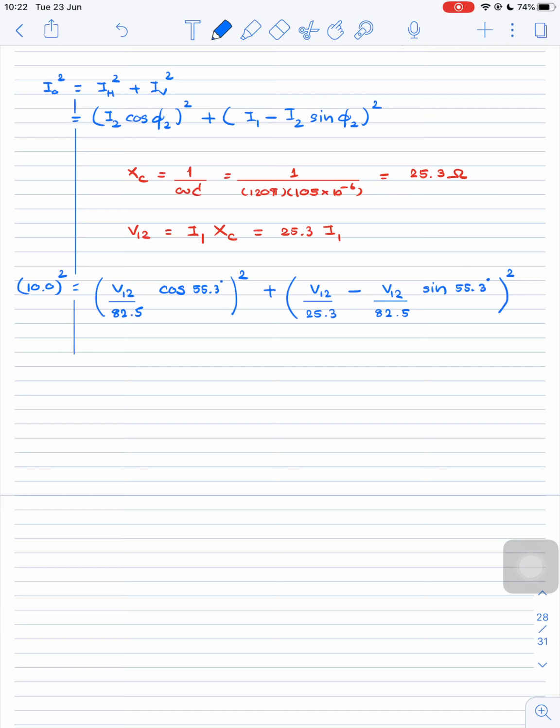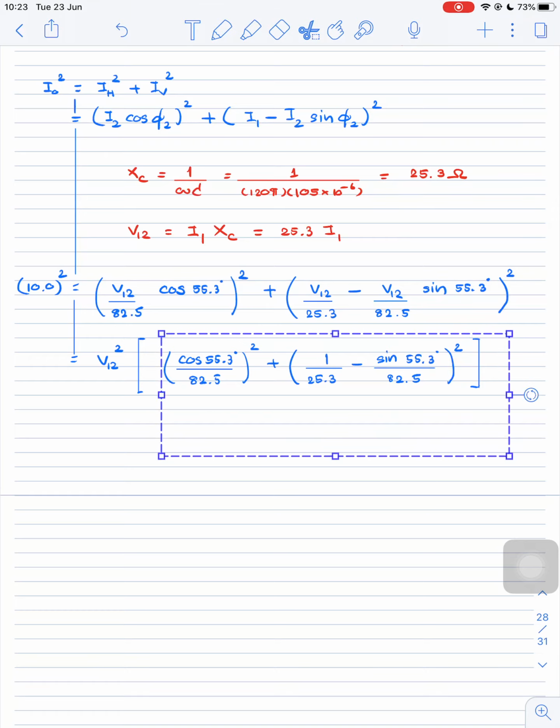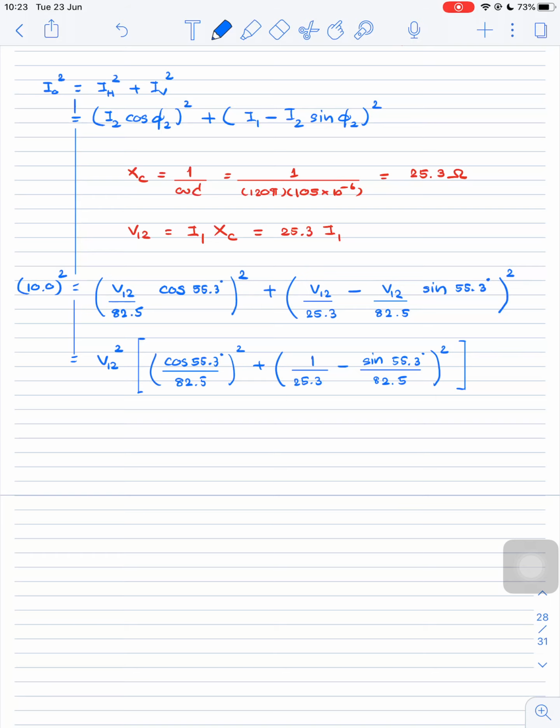Okay, so let's just simplify it. Let me bring the V12 out of this equation. So we have the V12 square, and then we have the cosine 55.3 degrees over 82.5 and then square, plus 1 over 25.3 minus the sine of 55.3 degrees over 82.5 and then square, and then close the square bracket here. That's quite simple. You can just solve for the V12.